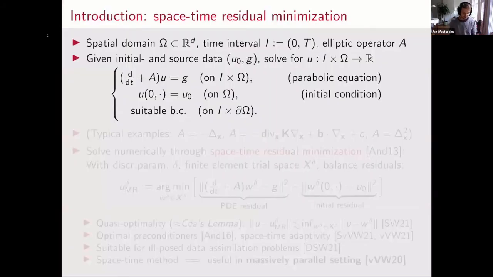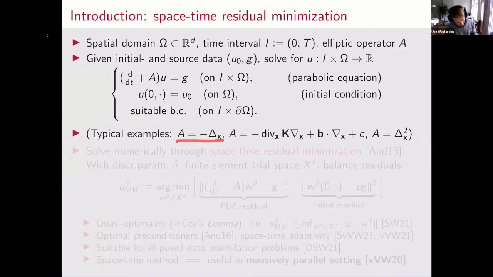Okay, so space-time residual minimization. We already saw from Johannes' talk basically the same introduction that I was going to give: we have some spatial domain omega, some time interval, some elliptic operator A, and we want to solve this parabolic PDE subject to an initial condition and with some boundary conditions. So you could think about A as being the negative Laplacian, in which case you have the heat equation, or maybe some more difficult operator, or maybe you have a plate bending problem. These are all parabolic problems that fall into this framework.